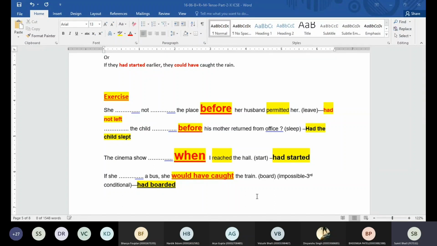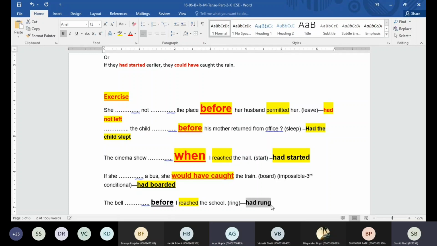Now suppose you have a sentence: the bell ___ before I reached the school. We are using "before" in here. So which tense are we going to use if "reached" is already used? Past perfect. So what is going to be the right answer? The bell had rung before I reached the school. "Had rung" is going to be correct.